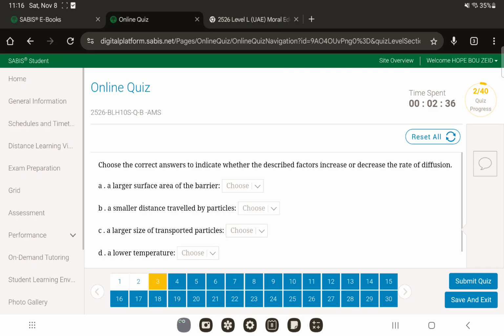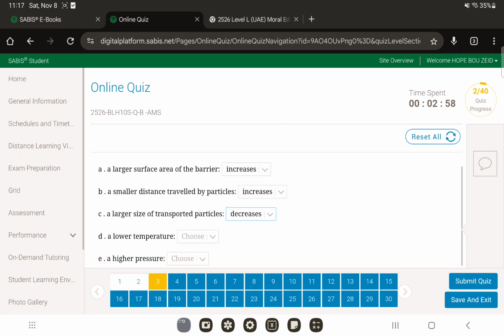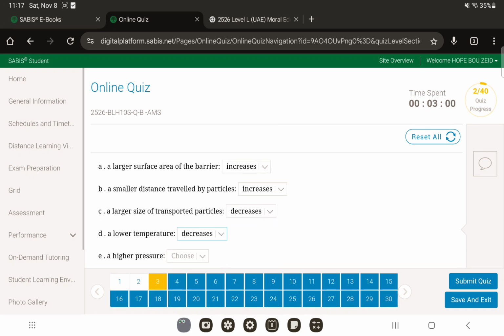Okay, choose the correct answers to indicate whether the described factors increase or decrease the rate of diffusion. A larger surface area of the barrier increases. Smaller distance increases. The larger the particles, the slower the rate. A lower temperature will decrease the rate. A higher pressure will increase the rate.